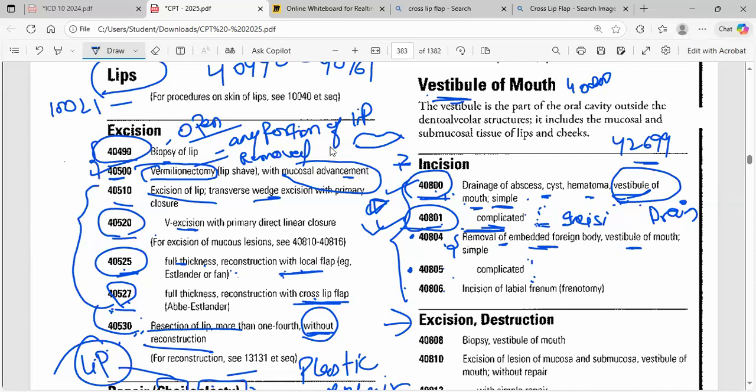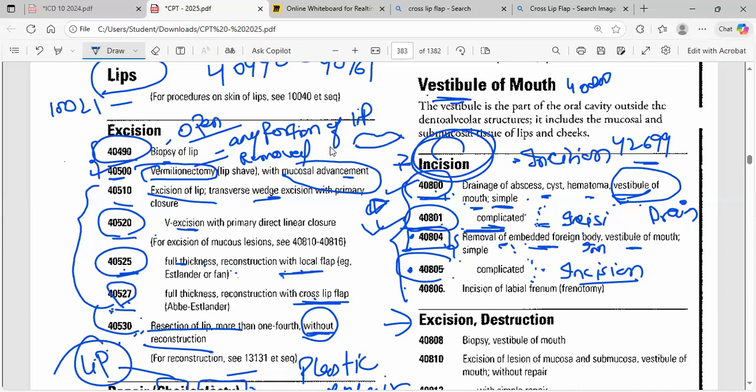So if the doctor is removing it with a simple incision, then we are going to code 40804. You have to remember this section is for the incision. Whenever the doctor is just doing the incision to remove the abscess or the embedded foreign body, we are going to use these codes. The difference between simple and complicated is just the number of incisions. If more than one incision is required to remove the foreign body, we are going to use 40805. If it's only one incision, we are going to consider it as 40804.